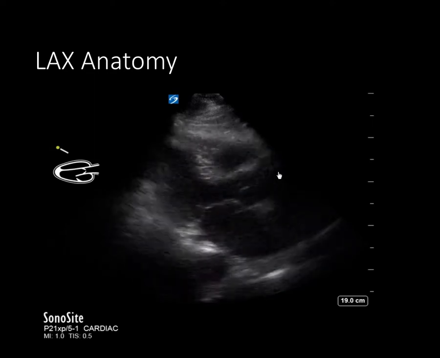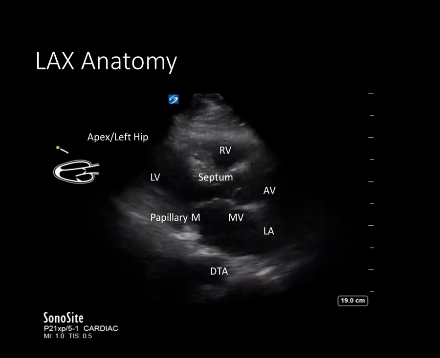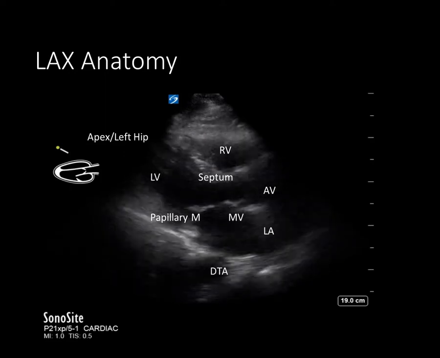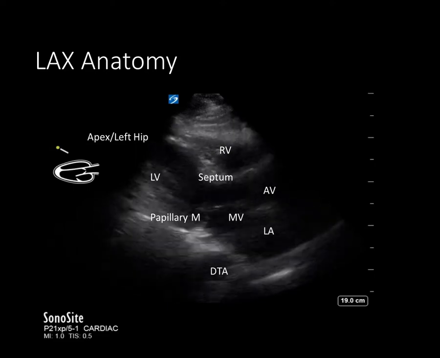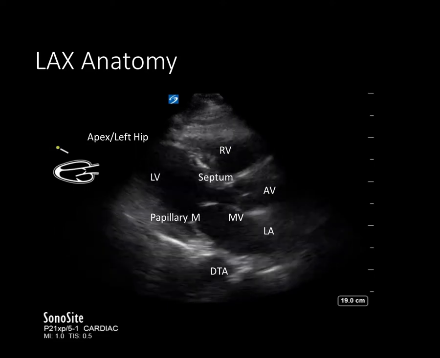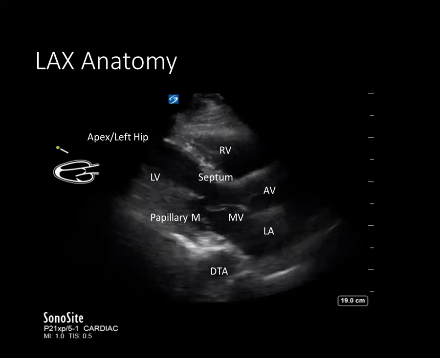For this view, we will review anatomy. I think it is helpful to view the right ventricle as an anterior ventricle, as it does wrap around in the near field in all of the views. So in this view, the right ventricle will be closest to the chest wall, with the left ventricle just behind it, separated by the septum.